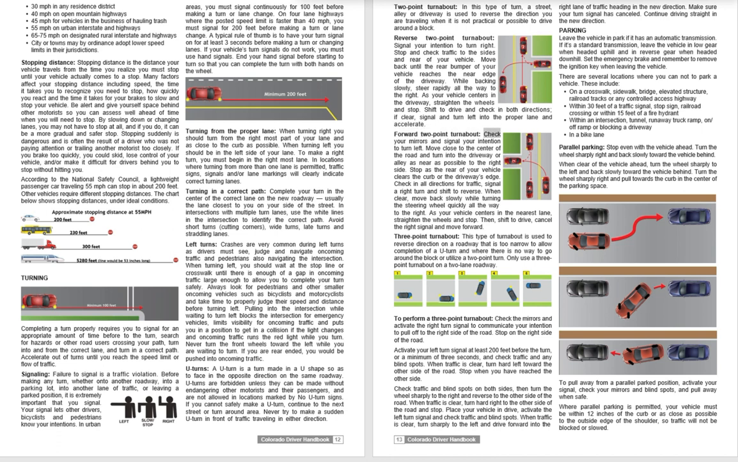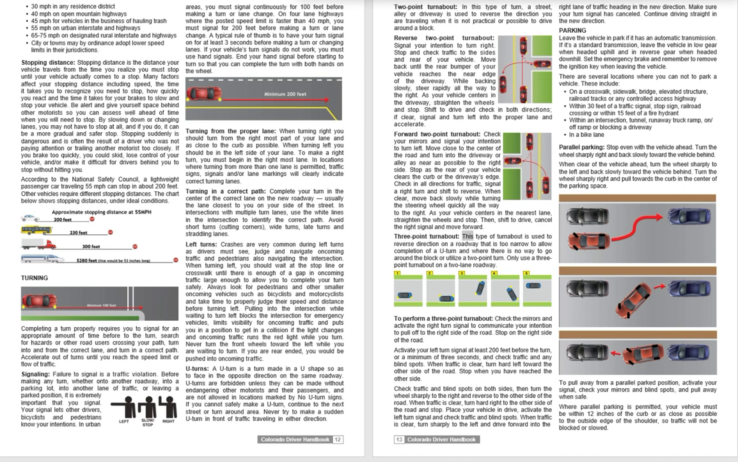Forward 2-point turnabout. Check your mirrors and signal your intention to turn left. Move close to the center of the road and turn into the driveway or alley as near as possible to the right side. Stop as the rear of your vehicle clears the curb or the driveway's edge. Check in all directions for traffic, signal a right turn and shift to reverse. When clear, move back slowly while turning the steering wheel quickly all the way to the right. As your vehicle centers in the nearest lane, straighten the wheels and stop. Then, shift to drive, cancel the right signal and move forward.